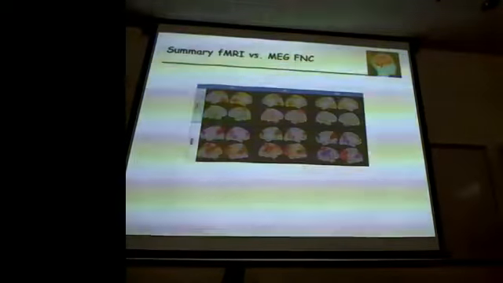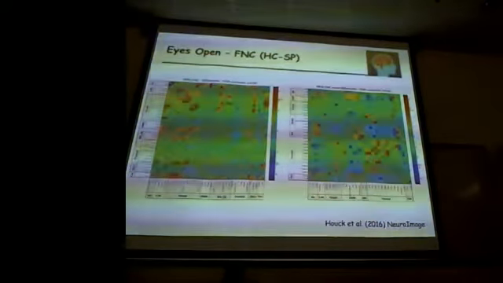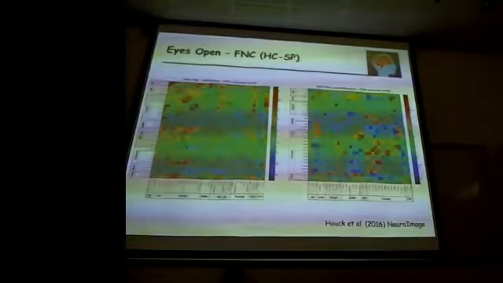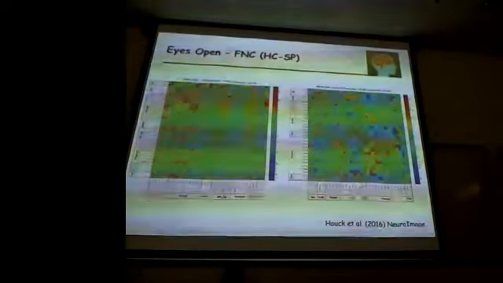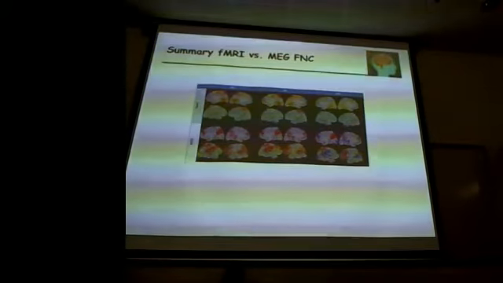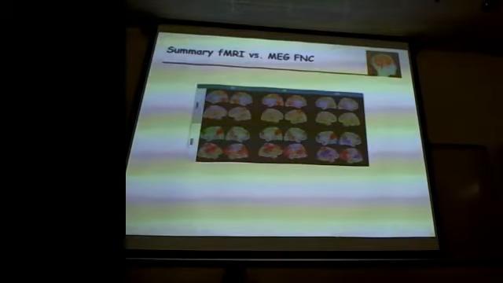And that's what this is looking at, just looking at eyes open. These are just the standard FNC matrices, but with the MEG data. So you can see group differences between healthy controls and patients with schizophrenia. And this was a summary of the results, which was the primary takeaway message is that there are some similarities and there are some differences, which to those of us who do MEG is not surprising.